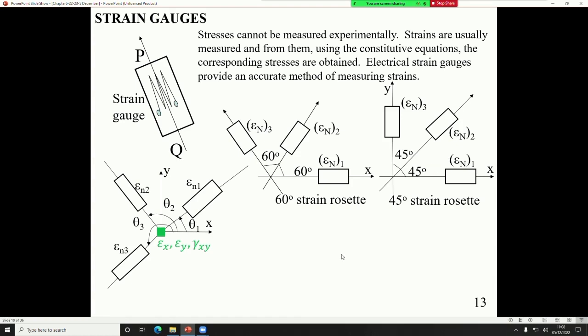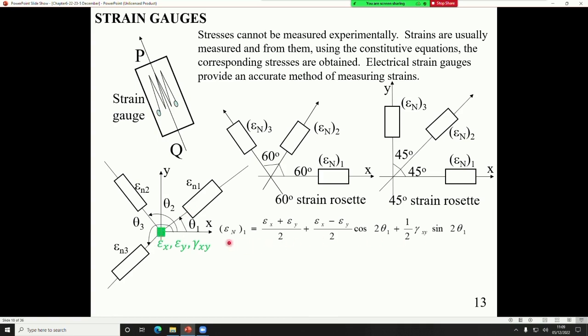But when we get these strain measurements, how can we extract these three values from them? Based on what I showed you, there is a relation between the strain in the xy plane and any other plane. So we can have a relation between epsilon 1 and epsilon x, epsilon y, and gamma xy, based on what I showed you earlier. By transformation of one coordinate system to another, we can find a relation between the normal strain in this gauge and the original strain components.